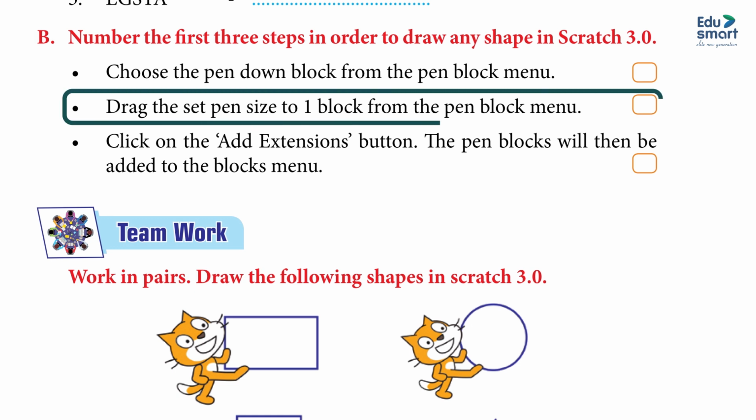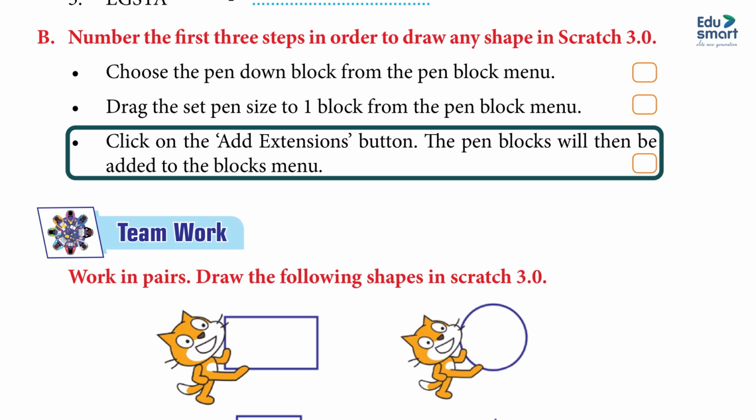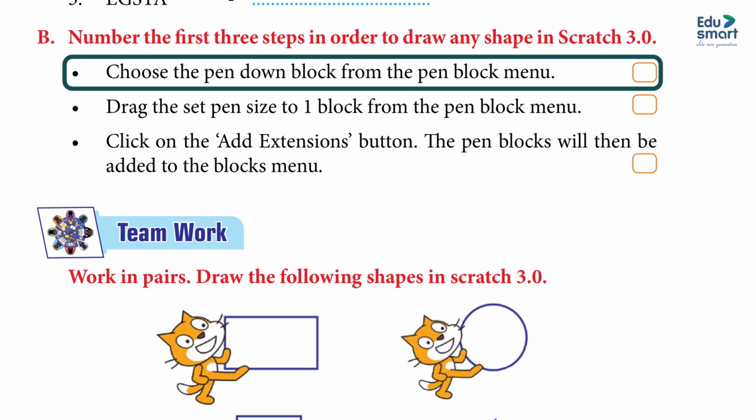Answer. Drag the set pen size to one block from the pen block menu. Click on the Add Extension button. The pen blocks will then be added to the block menu. Choose the pen down block from the pen block menu.